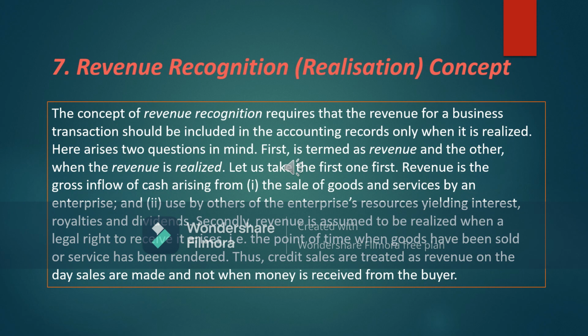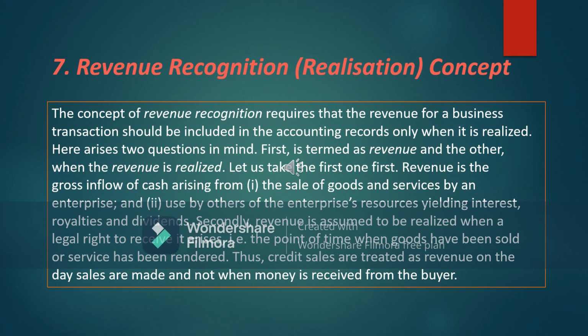Let's take the first one first. Revenue is the gross inflow of cash arising from the sale of goods or services by an enterprise. Right? If we are doing any sale purchase business, if we are selling any goods or services and receiving any cash flow, then that will be our revenue. Used by other parties of the enterprise's resources yielding interest, royalties or dividends. Secondly, revenue is assumed to be realized when a legal right to receive it arises. That is the point of time when the goods have been sold or services have been rendered.